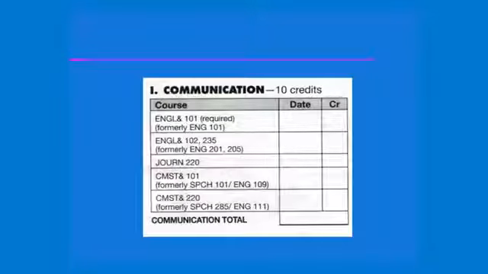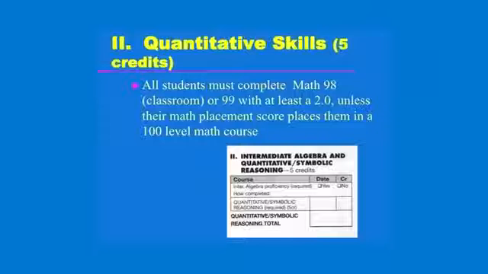This group number 2 is probably one of the groups that causes the most confusion. In order to get an AA degree, you need to show intermediate algebra competency. You can do that either by testing out of it or taking the actual class, which would be under the new numbering system. 98 was the classroom, and 99 is the online or in the math lab. You must have a 2.0 in order to get a little X in that box.